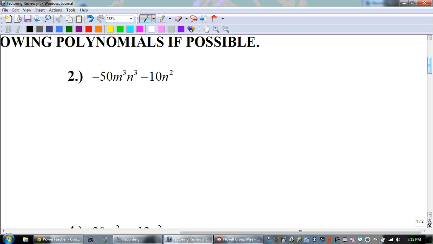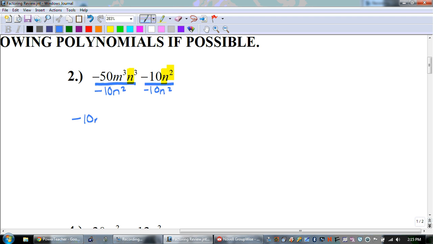Because that's the first thing we always need to check. And the answer, yes. So first thing I notice is that it's negative, so it's going to be a negative GCF. And the number that goes into both negative 50 and negative 10 is negative 10. Now I need to check what variables they have in common. They both have n's, and the highest I can take out is n squared. So I'm going to take out a negative 10n squared.